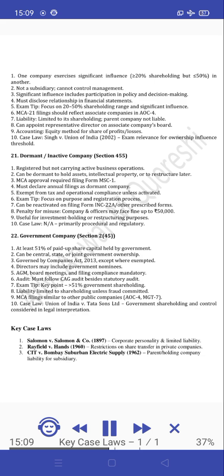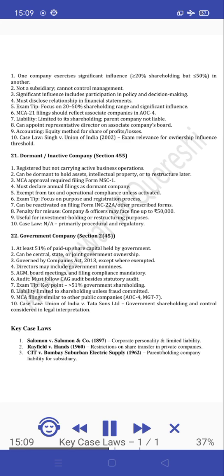21. Dormant and active company, Section 455. 1. Registered but not carrying active business operations. 2. Can be dormant to hold assets, intellectual property, or to restructure later. 3. MCA approval required, filing Form MSC 1. 4. Must declare annual filings as dormant company. 5. Exempt from tax and operational compliance unless activated. 6. Exam tip: focus on purpose and registration process.